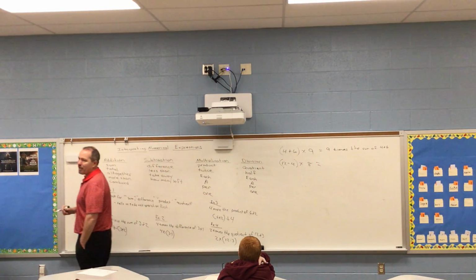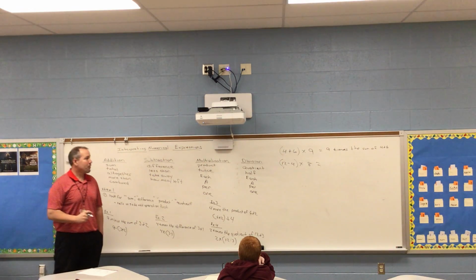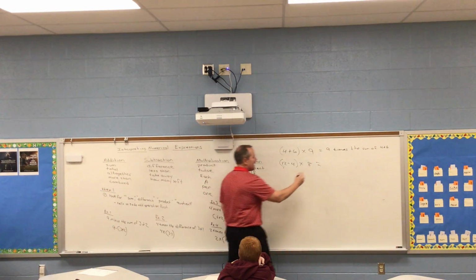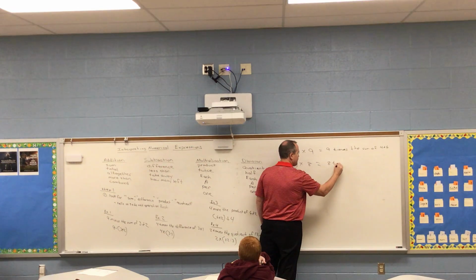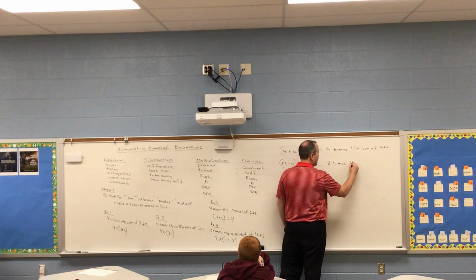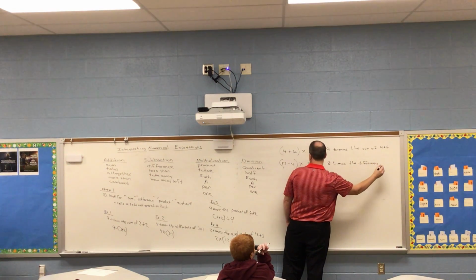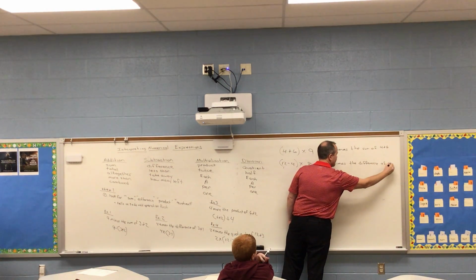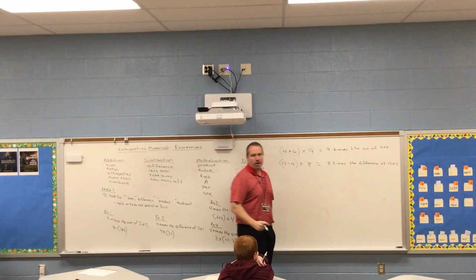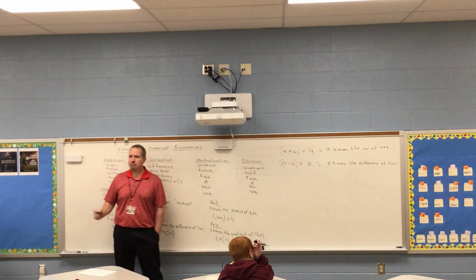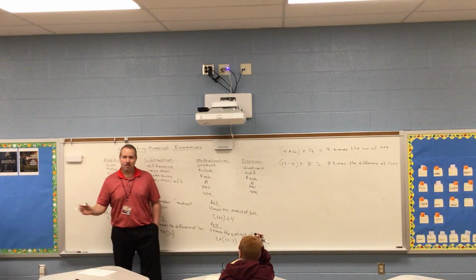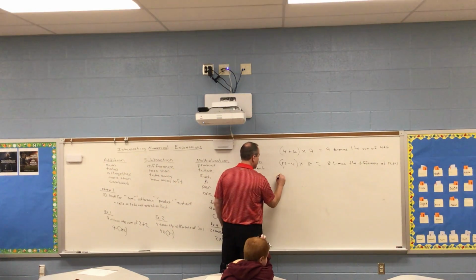If they had the quantity of 12 minus 4 times 8, what did that mean? That's going to be 8 times the difference of 12 and 4. Pretty simple.